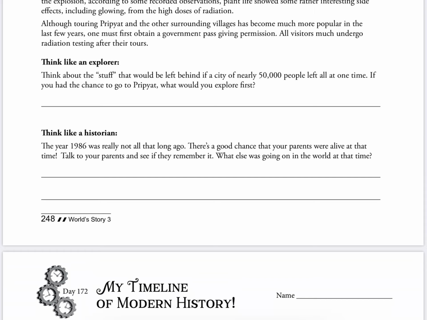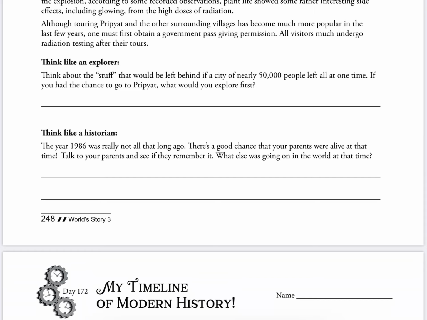Try to think what that city would look like. And if you're having trouble with that, think about the city that you live in, whether it's Indian Trail or Monroe, Rock Hill, Charlotte, it doesn't matter. But think about if everyone just left all of a sudden. What do you think some of the things that might happen or get left behind would be? And now go back to, if you were able to go to Pripyat and explore it, what would you want to explore first?